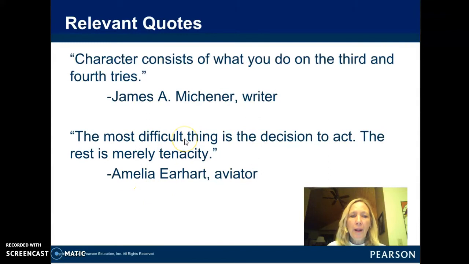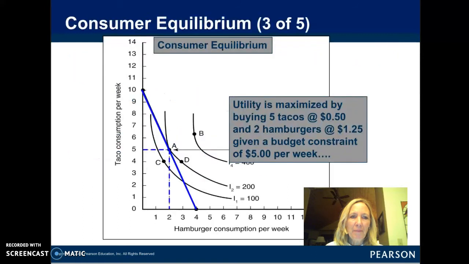So here's a couple relevant quotes, especially at this time in the semester. It says, character consists of what you do on the third and fourth tries. So don't give up. And the most difficult thing is a decision to act. The rest is merely tenacity. And that is by Amelia Earhart. So you're this far in the semester, don't give up.